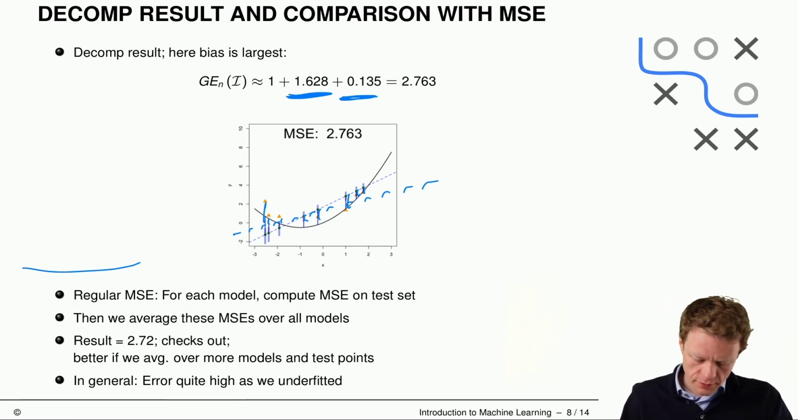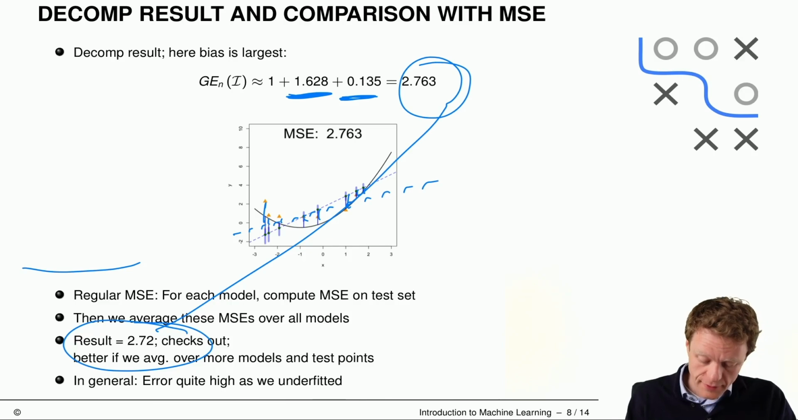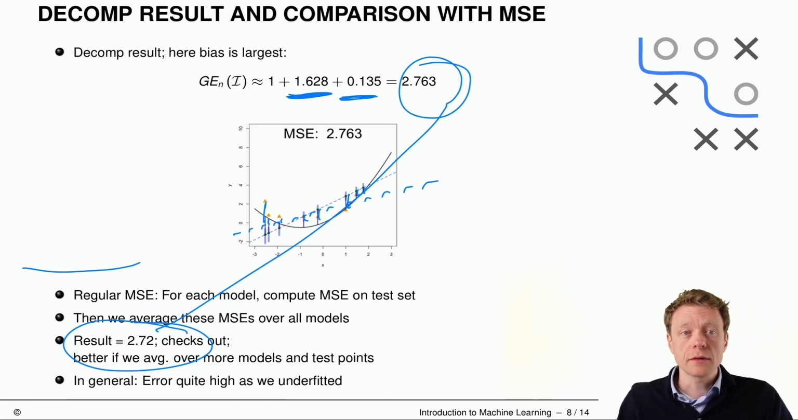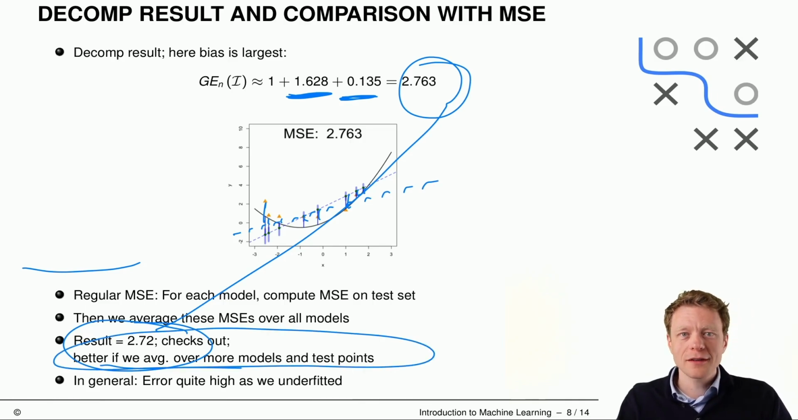Then we can average over all the MSEs over all these models. And in the end, this turns out to be 2.72, which is more or less the same as 2.763, right? This checks out quite well. It would be better if we would average over more models and test points. So more bootstrap iterations and more test points, larger test data and so on. But more or less, I hope I can convince you that this should be the same in the long run.